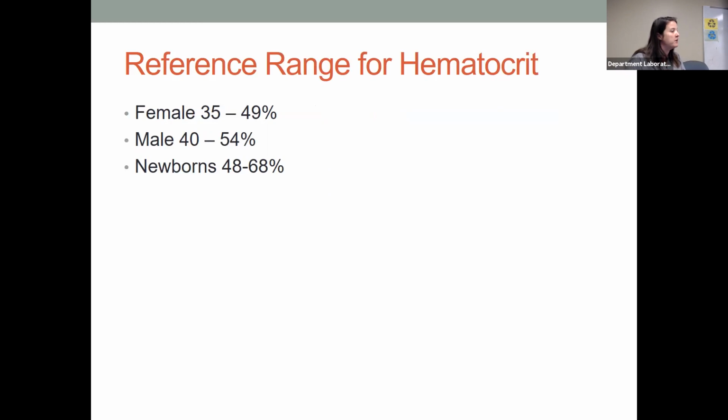And then here are your reference ranges. So we're talking quite a bit about calculations today. We're also talking about reference ranges. It's very important that you guys know both of those. Okay.